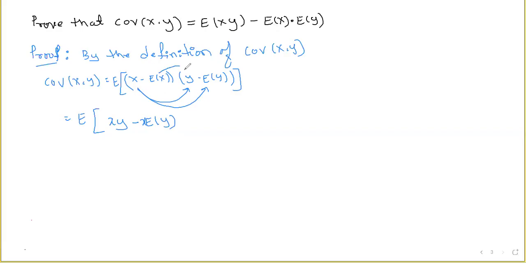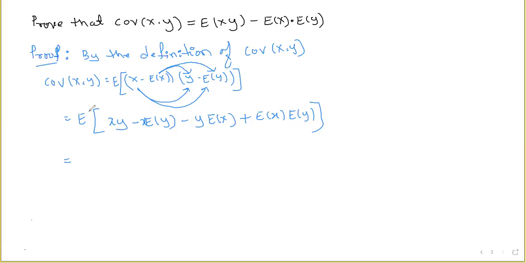Next, minus expected value of x into y. This is nothing but minus y into expected value of x. Next, minus times expected value of x multiplied by minus times expected value of y. So that will be plus expected value of x into expected value of y, right? I hope from how we got it, it is very clear.